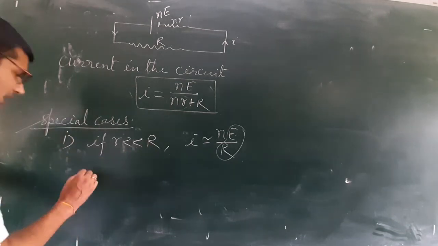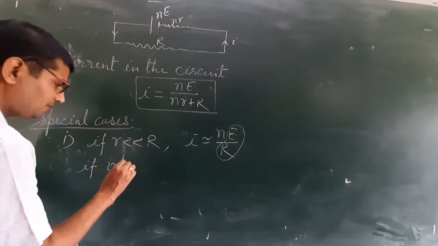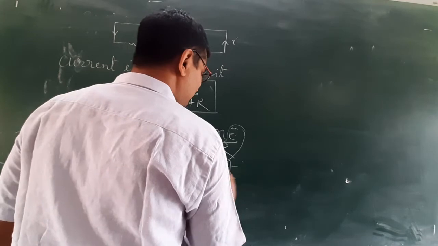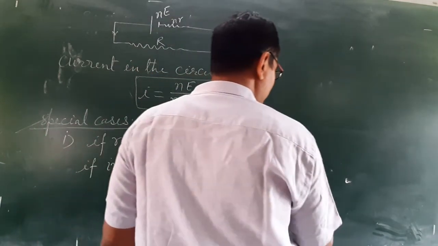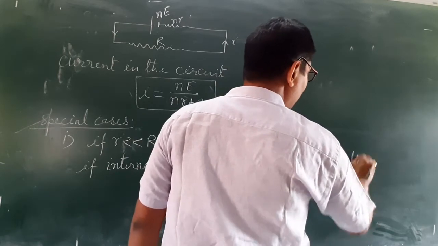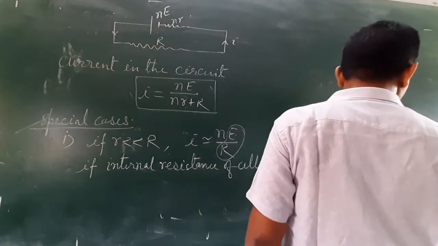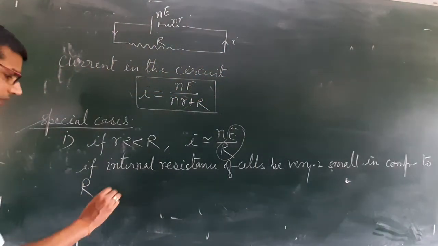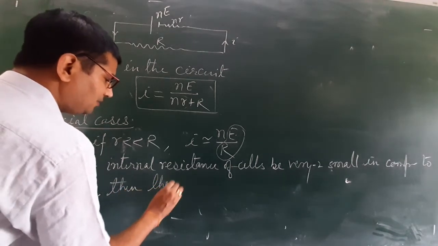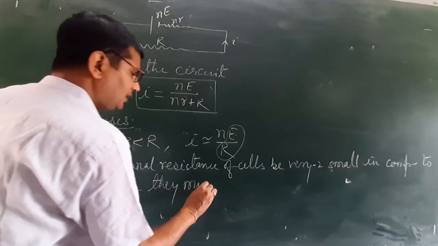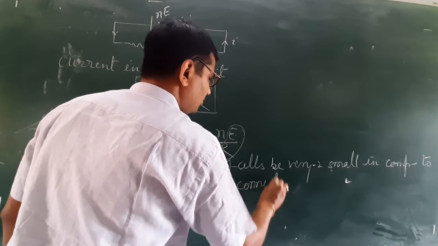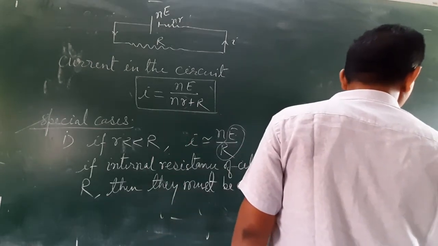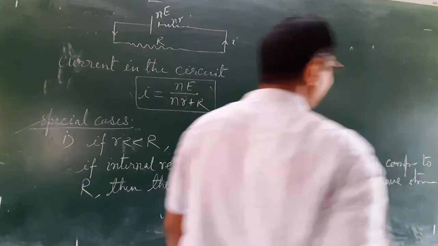Means if the internal resistance of the cells is very small in comparison to the external resistance, then they must be connected in series to have a strong current in the circuit.